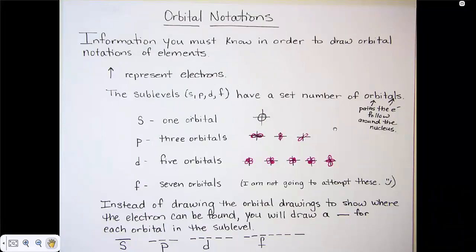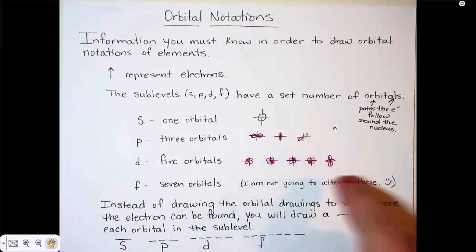Okay, so this video is over orbital notations. The information you must know in order to draw the orbital notations of elements is that the arrows, either the up arrow or the down arrow, represent electrons. The sublevels are S, P, D, F. S has 1 orbital, P has 3 orbitals, D has 5, and F has 7. So those are the paths the electrons are going to be following.